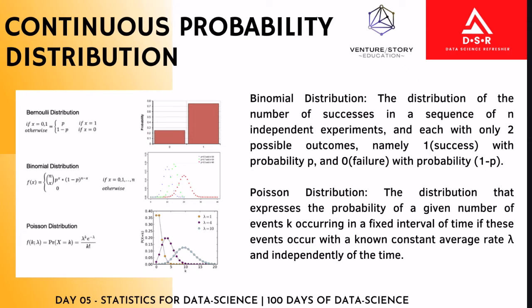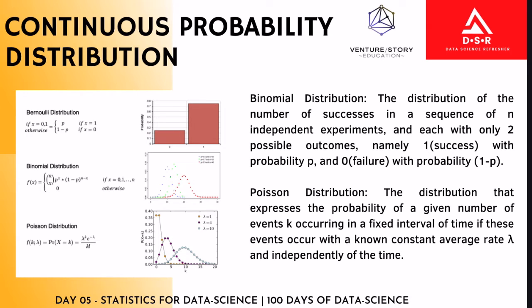The binomial is the distribution of the number of successes in a sequence of n independent experiments, each with only two possible outcomes, namely one is success with a probability p and zero failure with probability 1 minus p. The Poisson distribution expresses the probability of a given number of events k occurring in a fixed interval of time, if these events occur with a known constant average rate lambda and independently of the time. So these are the three formulas. Formulas are important. Definitions you have to learn by heart.